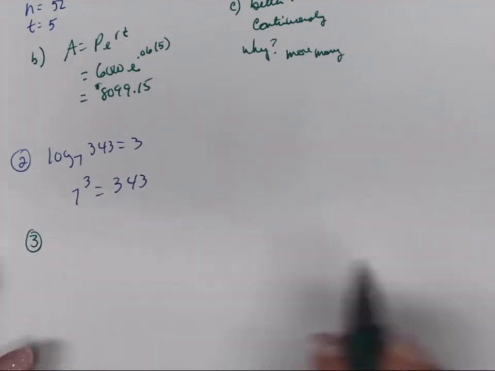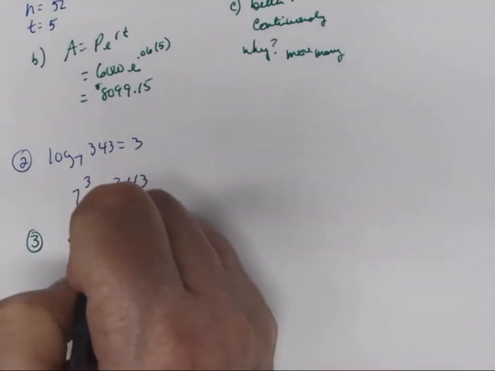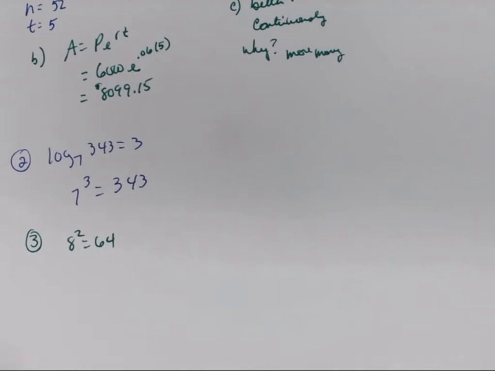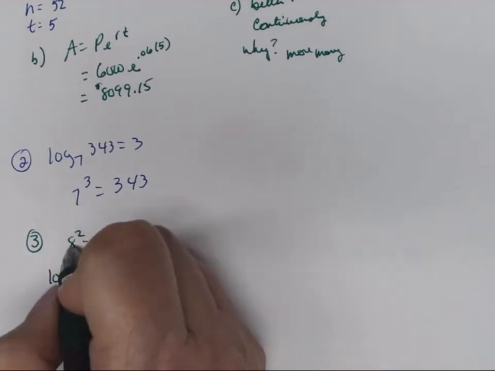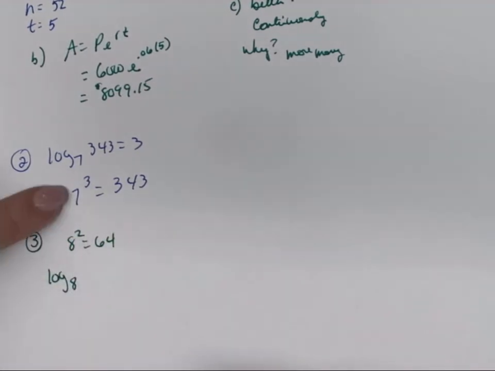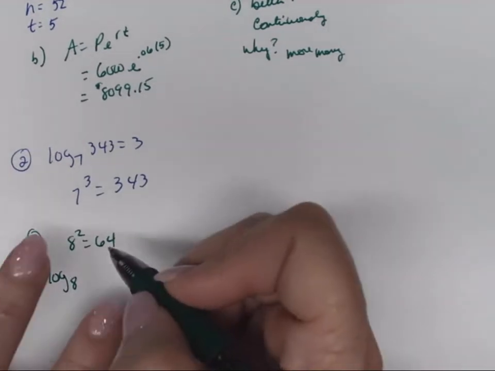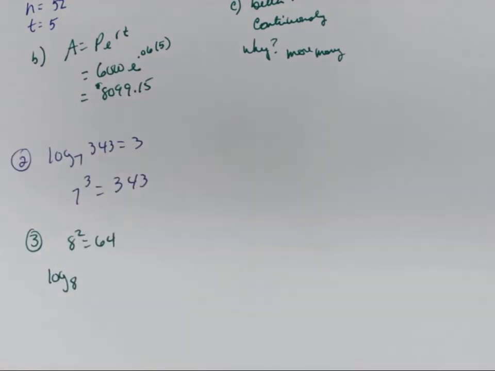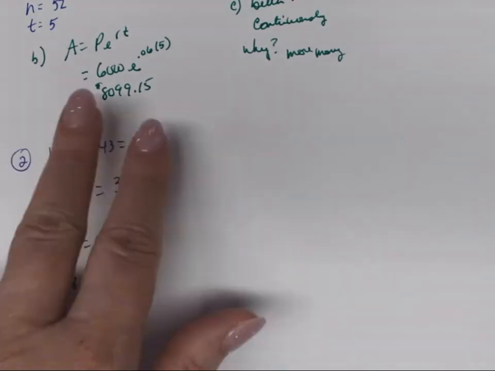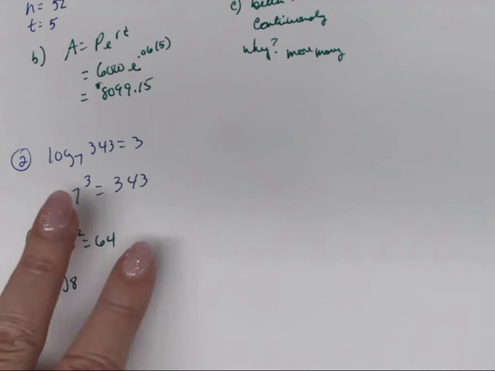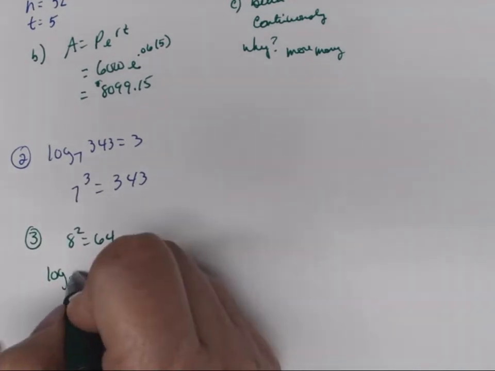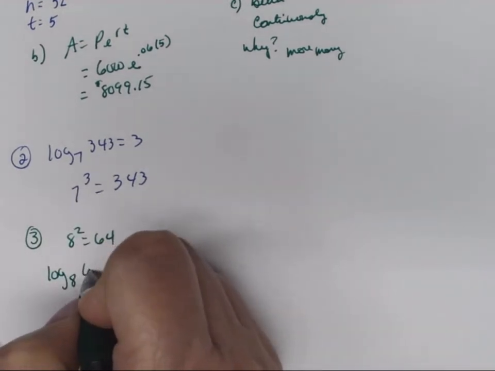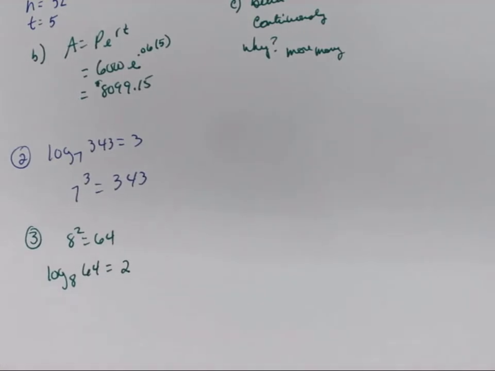Okay, the third problem says to take 8 squared equals 64 and write it in log form. Well, this becomes log base 8. Notice in both of these, those values stay the same. And then it looks like these two swap. Visually they do, mathematically they don't, but visually they look like they swap, and so will these. So it'll be log base 8 of 64 is equal to 2.